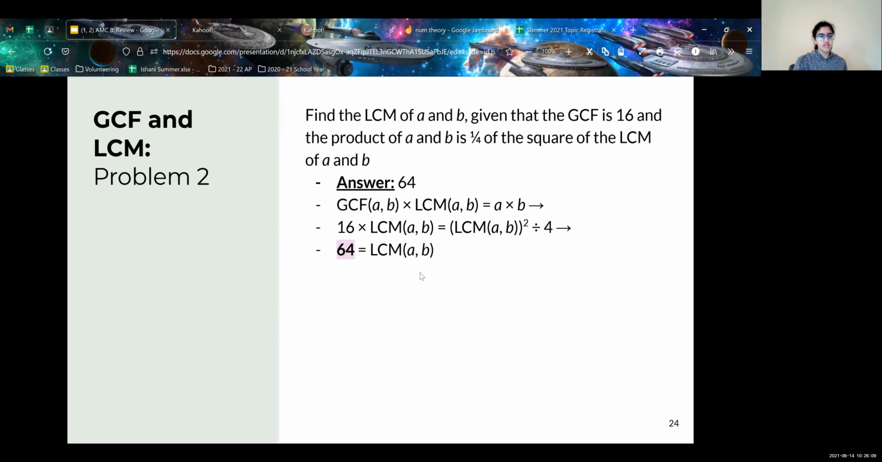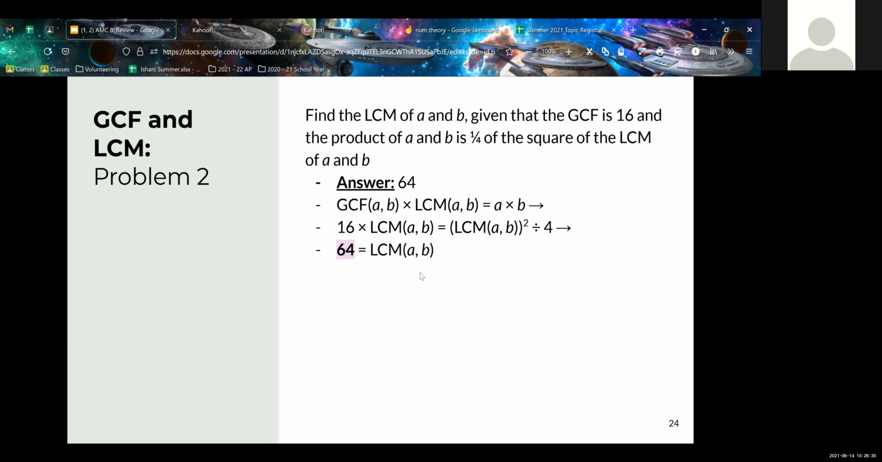So does that make sense to everyone? Because this problem did rely a little bit on algebra, so parts of it might not make sense to some people. So if you have any questions, ask them. What happened to the square of LCM? You divide both sides by LCM of A and B, and then that square cancels out.